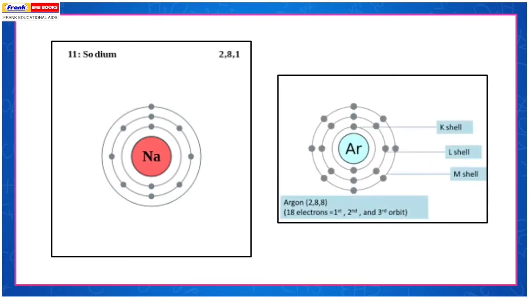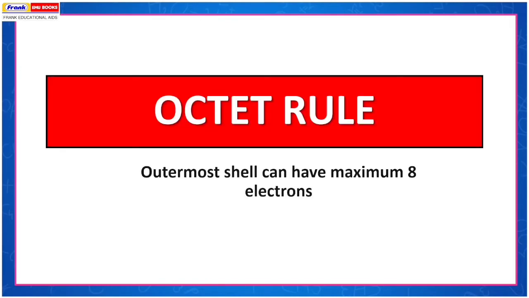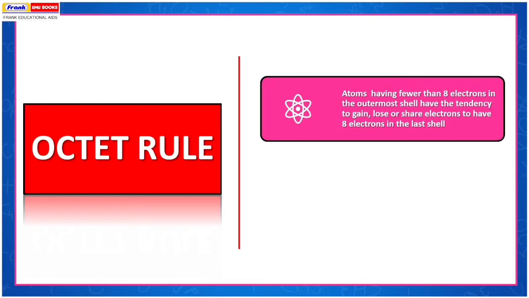Argon. Argon's electronic configuration is 2, 8, 8. It has a total of 18 electrons with the first orbit containing 2 electrons, and the second and third orbits containing 8 and 8 electrons respectively. Octet rule. The outermost shell can have a maximum of 8 electrons. Atoms having fewer than 8 electrons in the outermost shell have the tendency to gain, lose or share electrons to have 8 electrons in the last shell.